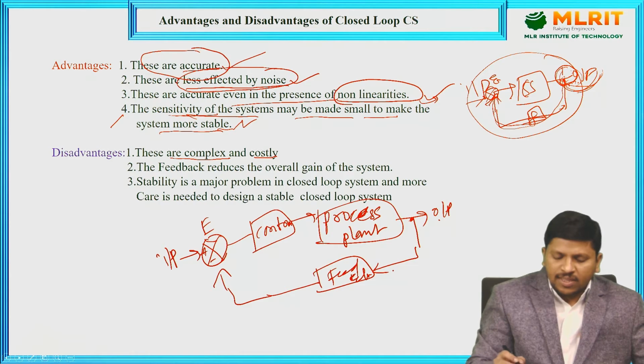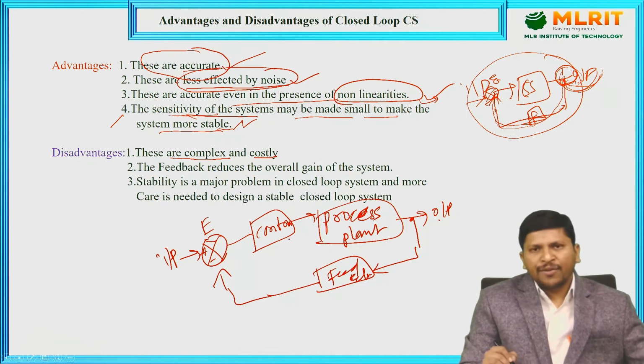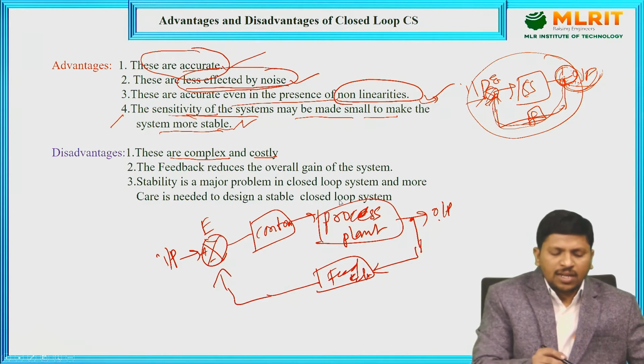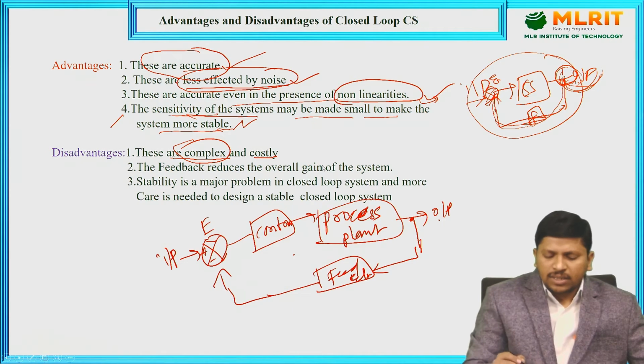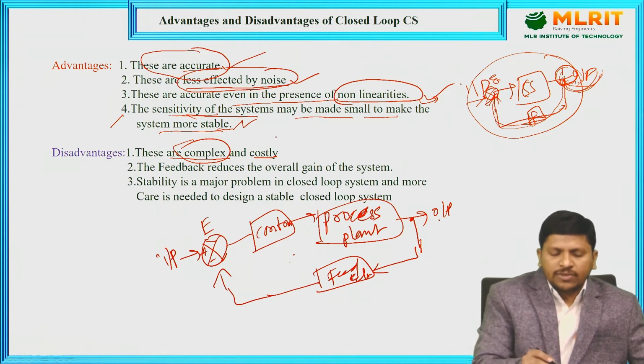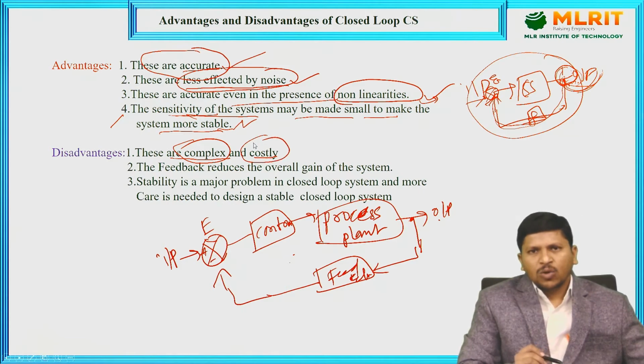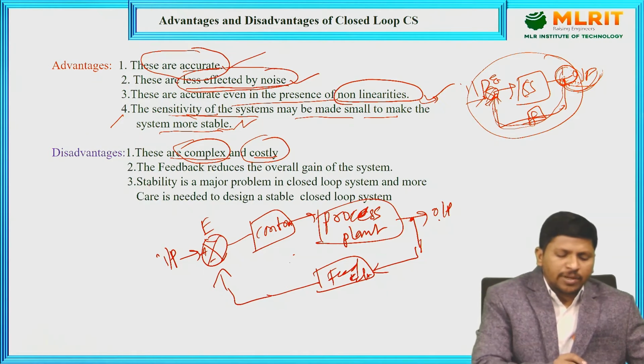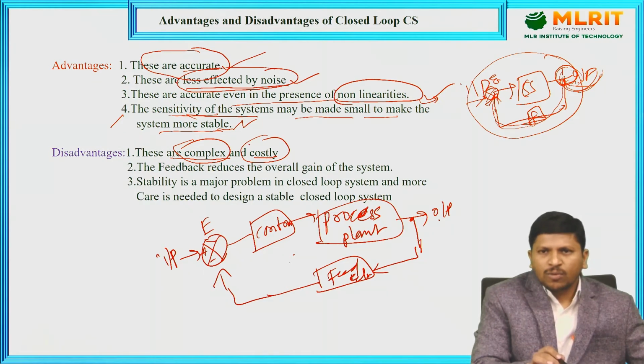So we use more elements for the design of any closed loop control system. That's why the design of the closed loop control system is complex, and for the design we need to spend more money. So that's why it is costly. Closed loop control systems are complex and costly, because we use more elements compared to the open loop control system. This is the first disadvantage of closed loop control system.